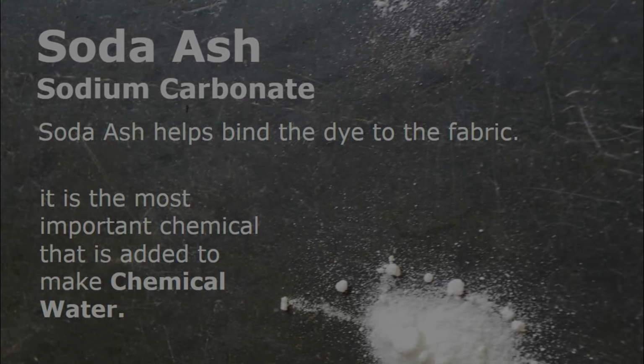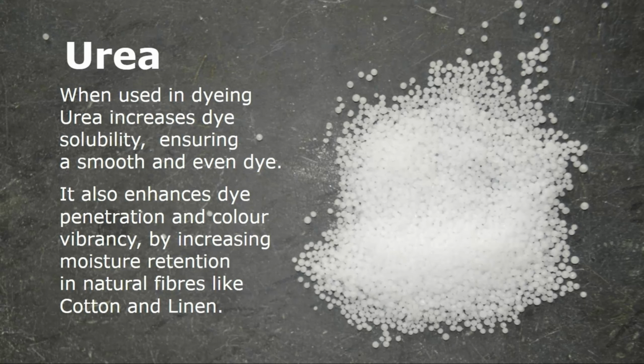Now urea is a wonderful chemical, and I guess you could call it an improver. It improves the depth and colour of the fabric, it delays the drying process to allow for a long dye, and it improves the spread and evenness of the colours. So it is pretty spectacular.